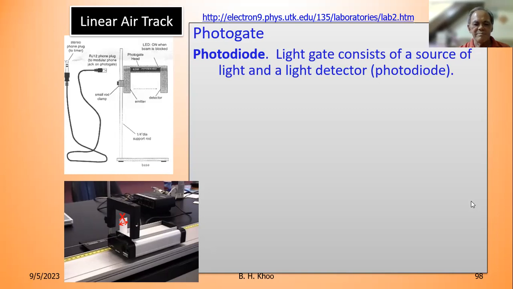So usually, as an opaque card of length x passes through the photogate, the time t is recorded by the timer, and the average speed of the vehicle is calculated as x divided by t. There's an x. Right? So as the card enters the photogate, it will cut the light, so the timer will start. And as the card passes, the detector will detect the light again, so the timer will stop. That's how we measure our time.